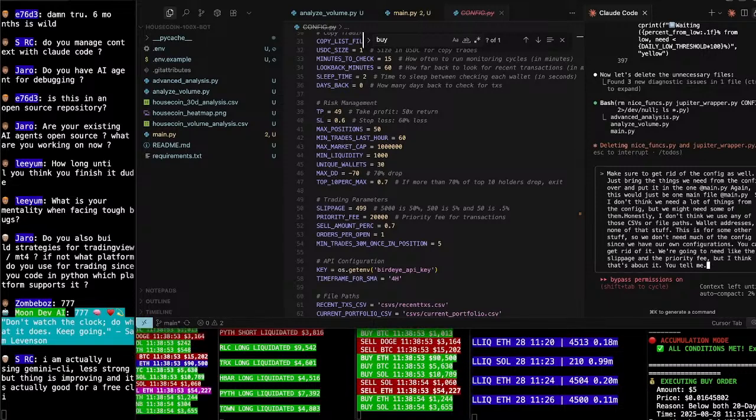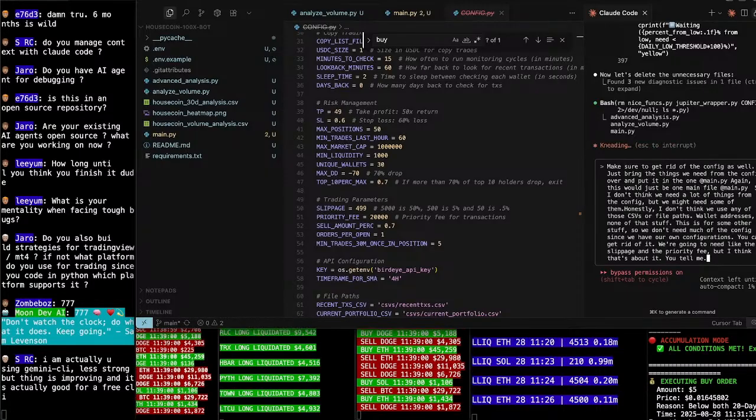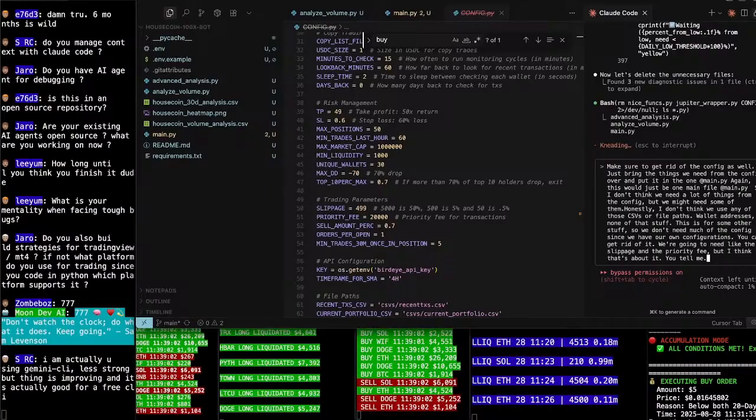I'm actually using Gemini CLI. Nice. Less strong, but it's improving and it's actually good for a free CLI. I can't believe it's free, bro. That's crazy. That's awesome, though. Good for you. Good find, dude.